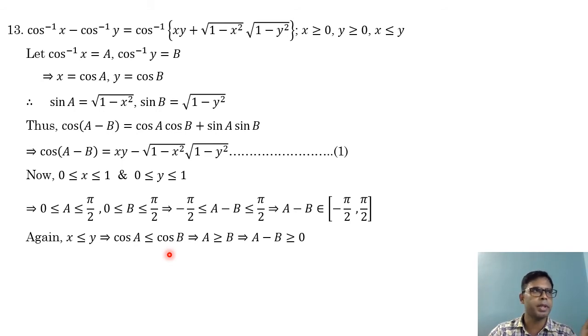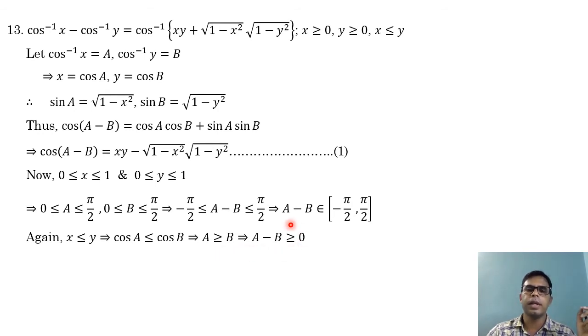Principal branch means from 0 up to pi. In the principal branch, the cos inverse function is a decreasing function, and that is why when we eliminate this cos from both sides, the inequality sign will be reversed. So a is greater than b, and this implies a minus b is greater than 0.